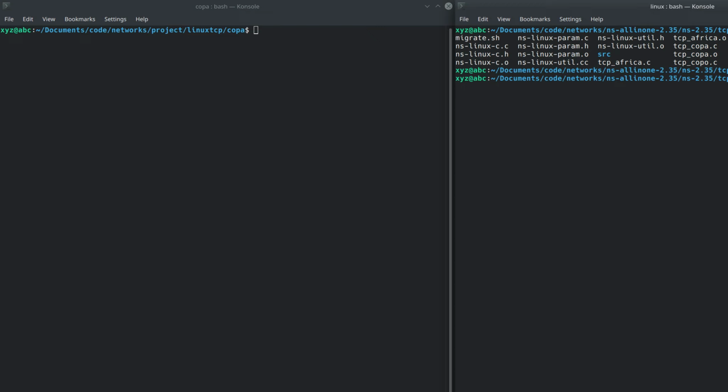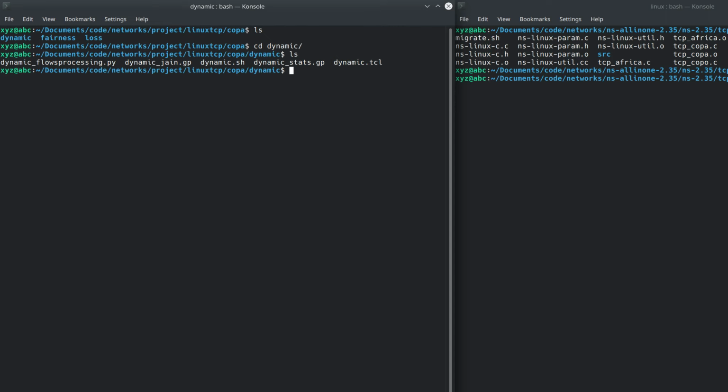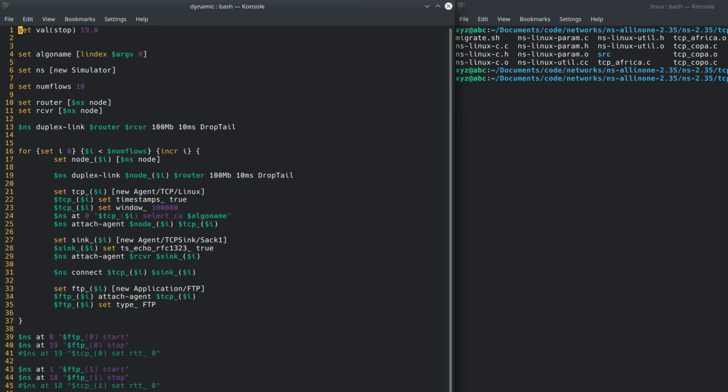And I'm going to perform 3 experiments that the authors also performed in their paper, and I'm going to walk you through each one of them. Okay, so the first experiment that we're going to see is the dynamic experiment. Okay, so let's take a look at the script in NS2.